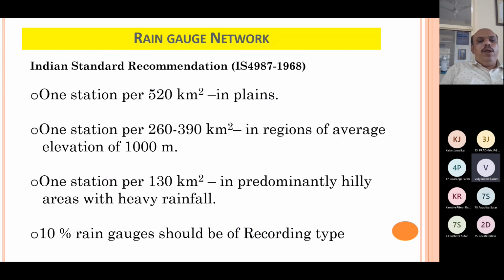And if it is a totally predominantly hilly area, and if there is a heavy rainfall, then 1 rain gauge station is suggested for 130 square kilometer. And similar to WMO, 10% of rain gauges should be of recording type. Okay, so this is about the IS recommendations for the rain gauge network.